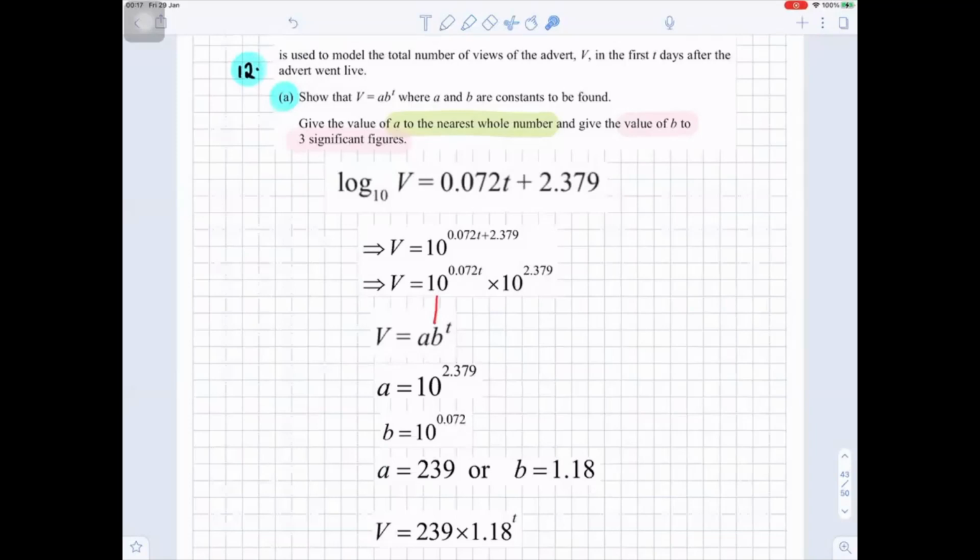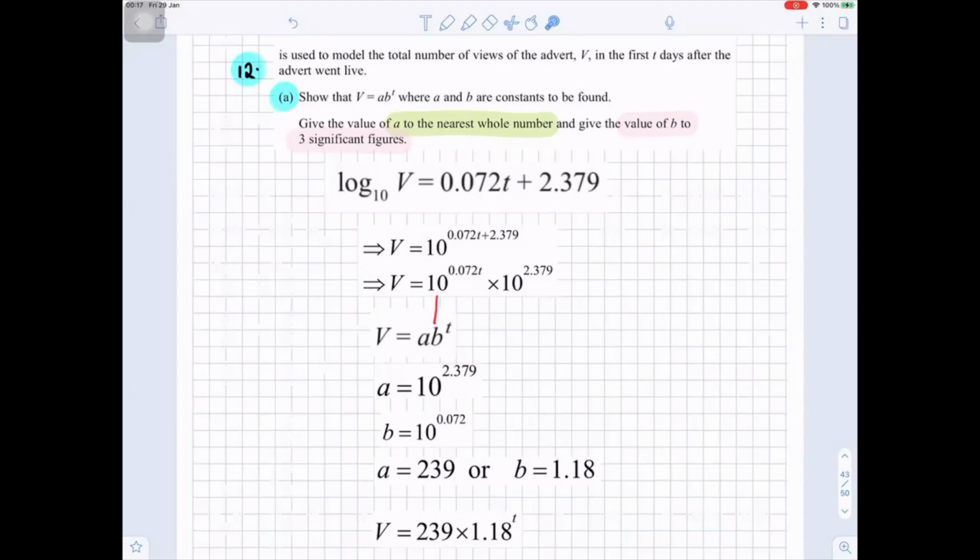What we want to do is, this is log V to the base 10. So 10 to the power 0.072t plus 2.379 equals V. Now we can separate this right-hand side. It will be 10 to the power 2.379 times 10 to the power 0.072t.